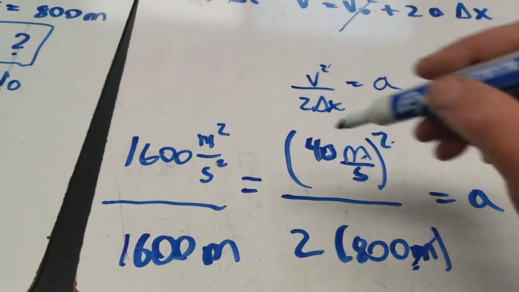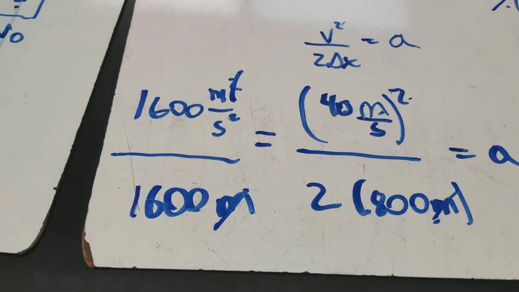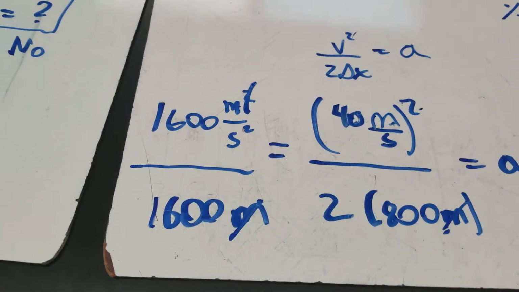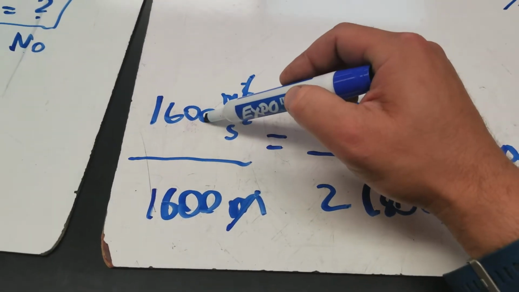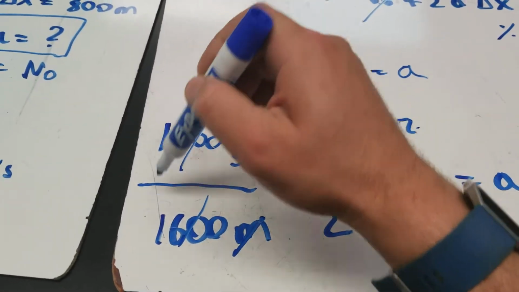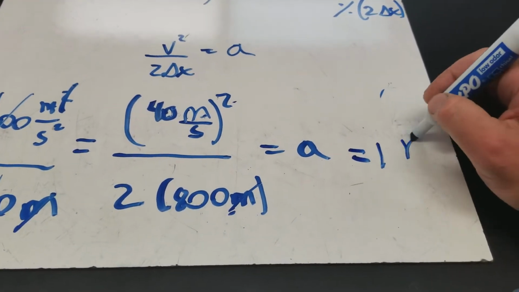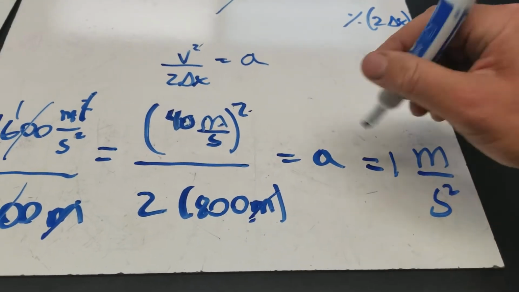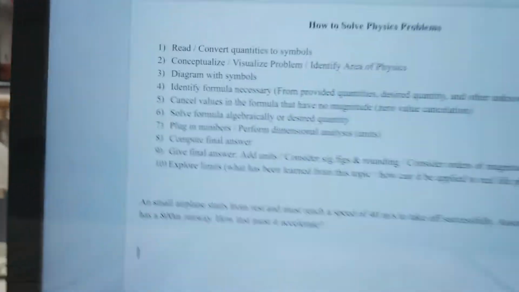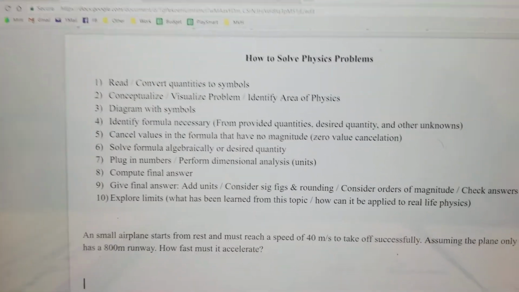Now we can go ahead and cancel out the units. This meters cancels out with one of the meters from the top, right? And then we're good, because we're going to be left with meters per second squared as the only thing that's left. Now, meantime, we have 1600 on the top, and we have 1600 on the bottom, so that just becomes 1 over 1, which means our final answer for acceleration is 1 meter per second squared. And there you go. So I computed the final answer. Now I can give the final answer with units, which I did already.